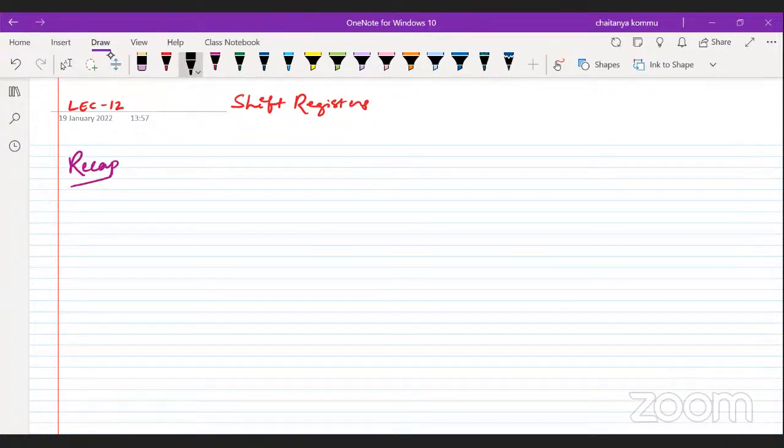Okay, fine. So let us recapitulate what we have seen in the last class. Basic design theory. Theory on registers. Registers are used to store a set of bits.